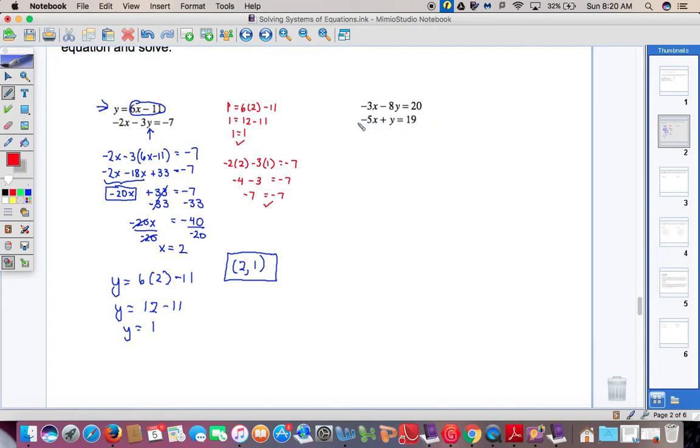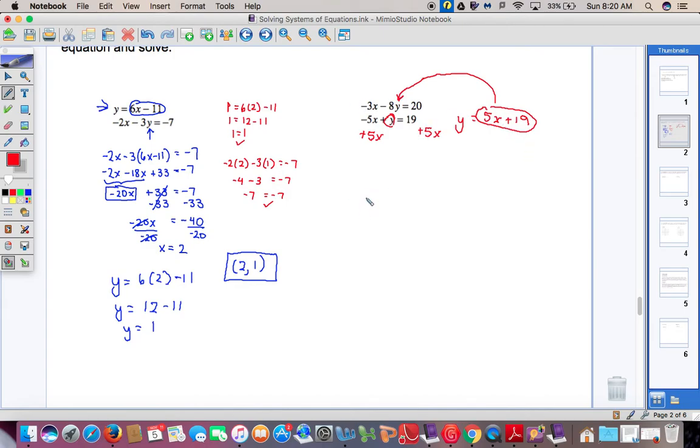If I want to solve this equation for y, I'm going to add 5x to each side. So if I add 5x to each side, my new equation is y equals 5x plus 19. Now, this is a perfect situation for me to use the substitution method. The substitution method, again, is when I have one variable in terms of another. So I've got y is equal to 5x plus 19. And I can substitute this information in for y.